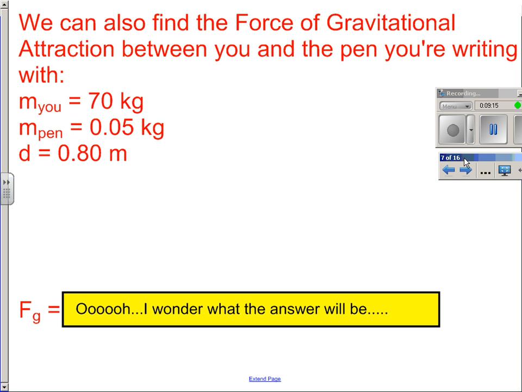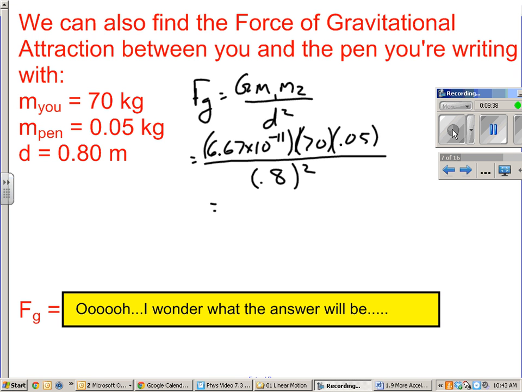The two masses would be your mass, 70 kilograms, and the mass of the pen, which is maybe 0.05 kilograms, and then d would be the distance between your center and the pen's center, which is somewhere in the neighborhood of 80 centimeters or so, assuming you are holding the pen in your hand. So take a second, plug the numbers in, and see what you get.